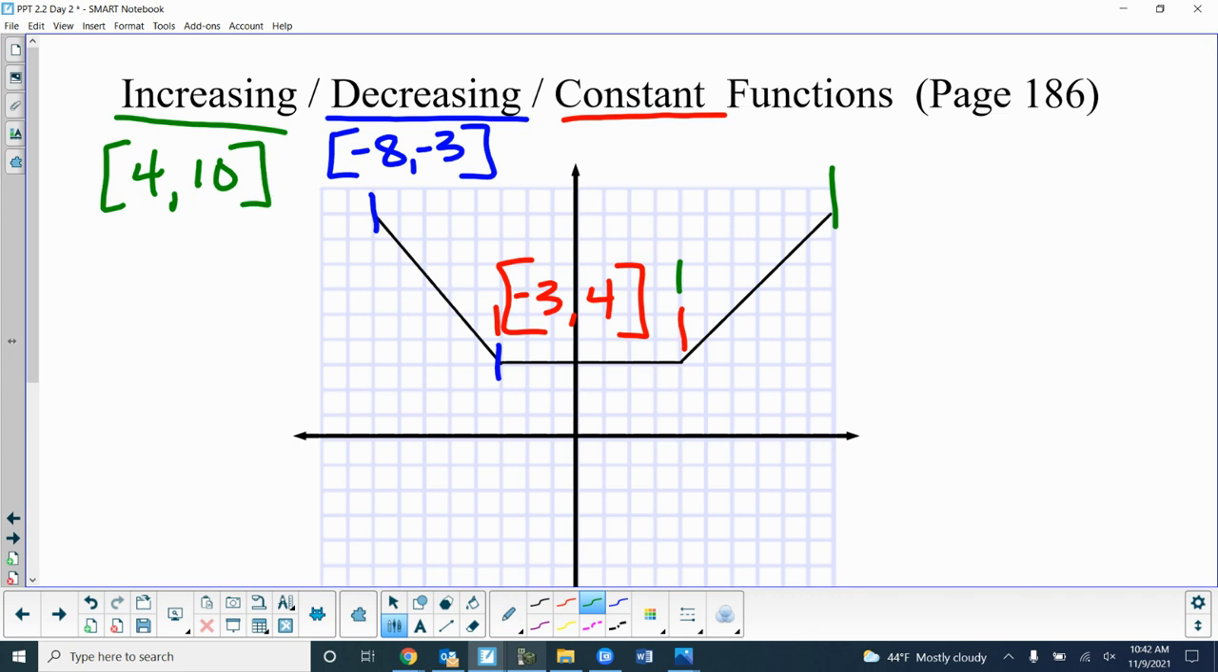So you may be asked to tell the domain where a certain graph or function is increasing, constant, or decreasing. You will on the quiz Friday. You'll have something like that. Make sense? Again, where kids mess up on this is they think about the y interval. We're not thinking this way. We're thinking horizontally, the X, the domain, okay?